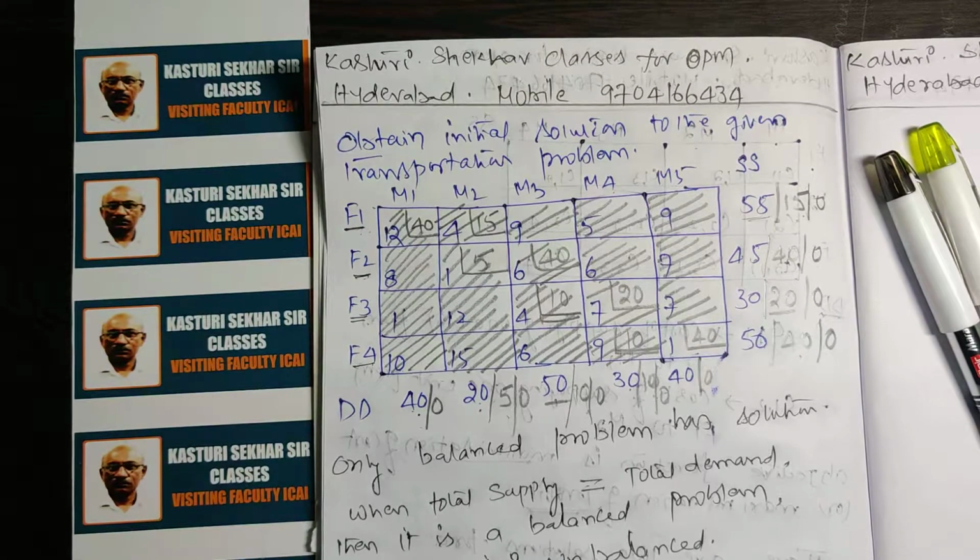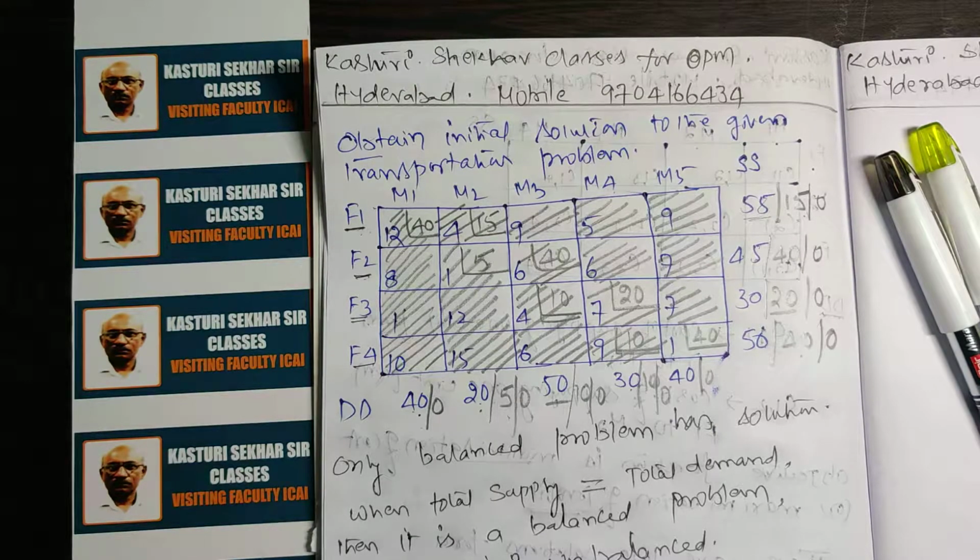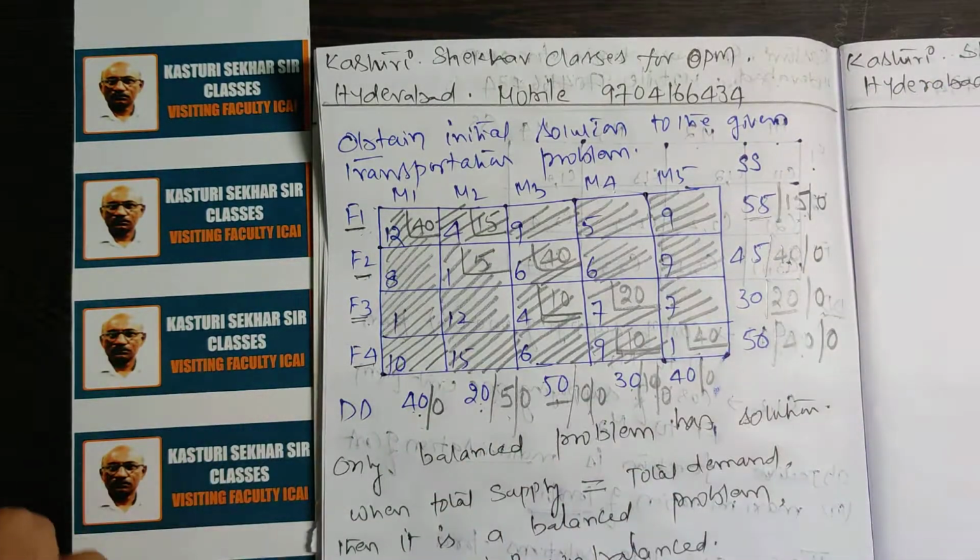Now, sir, demand at each factory is satisfied. At the same time, capacities are also exhausted. So the procedure is correct. Now one more step is required here. What is that? You have to verify whether the solution is a basic feasible solution or not.